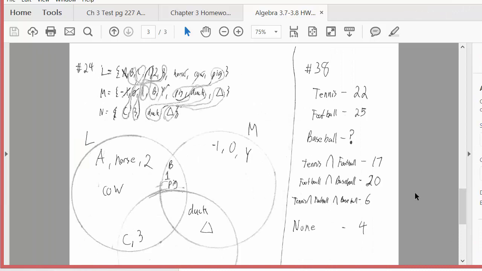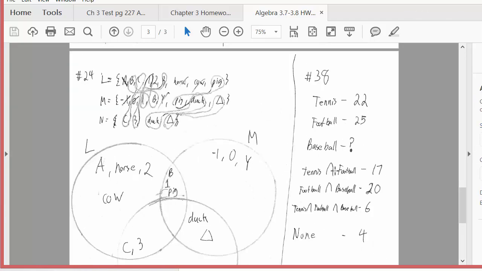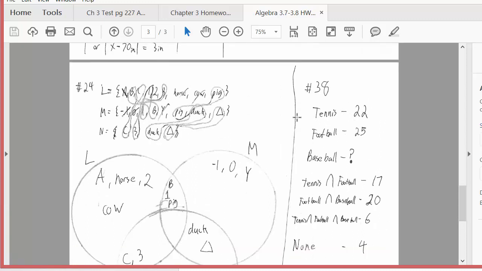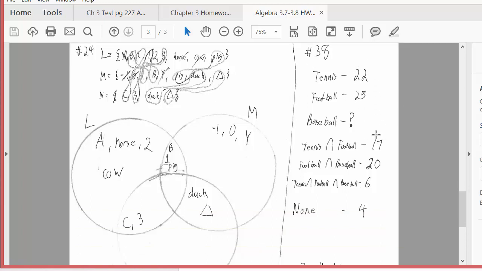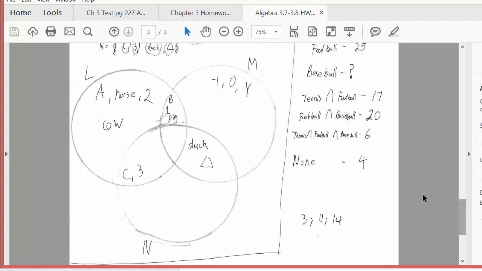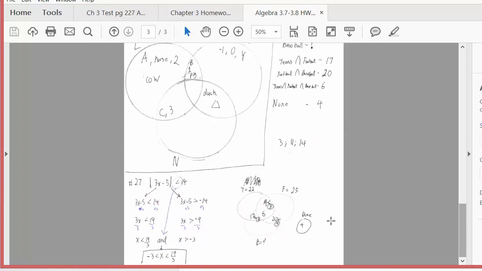So let's look at number 38. So number 38 was asking about this set. It seemed a little weird at first. It tells you, okay, there's a survey. 22 of them like tennis, 25 like football, 17 liked tennis and football. And here's the thing, this could get a little confusing. You might think, okay, when I draw a Venn diagram of this thing, let me look at this thing as a whole.